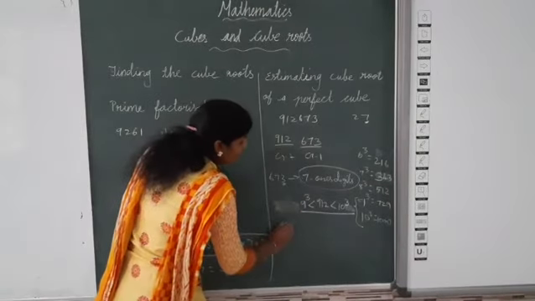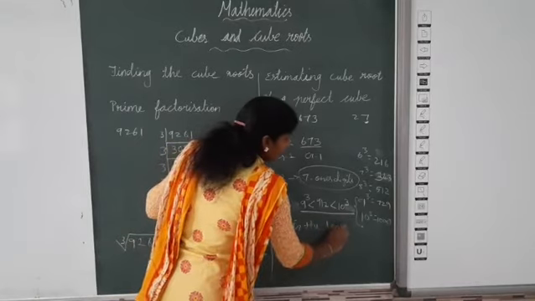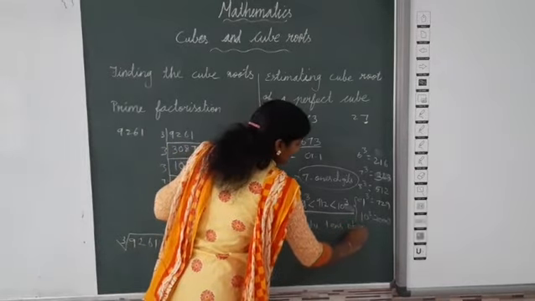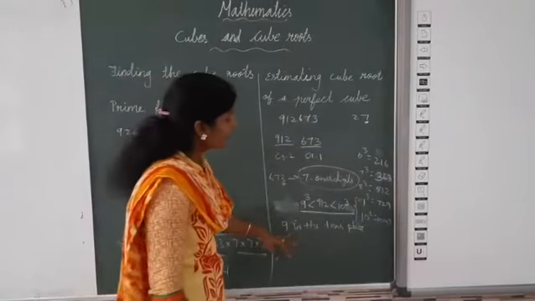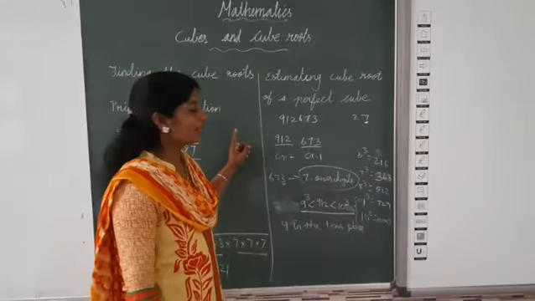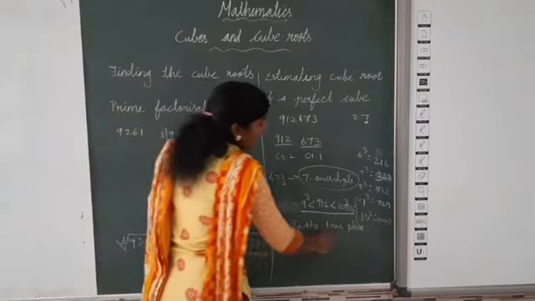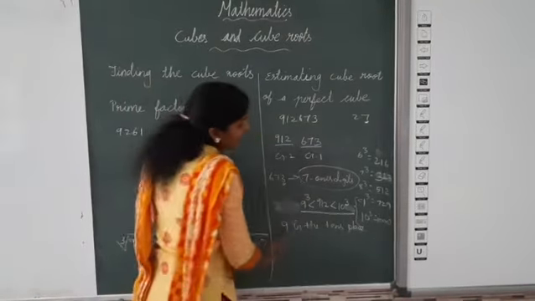The smaller one is 9. So we can take 9 in the tens place. 9 in the tens place. I am writing it here in short form. Already I taught that in a previous class video. Like this you study. Now here 9 in the tens place.